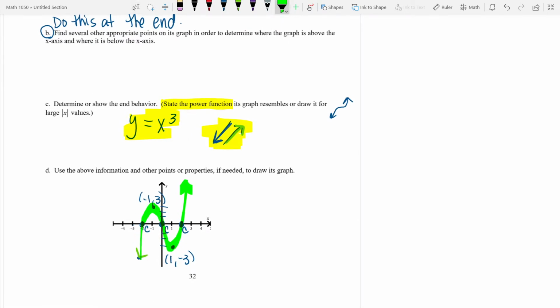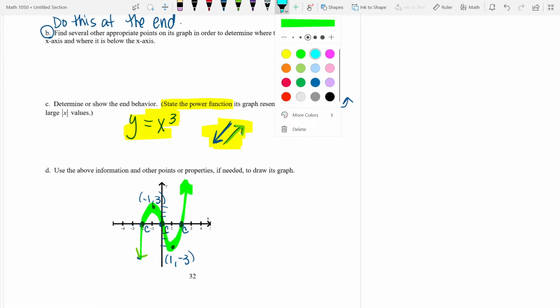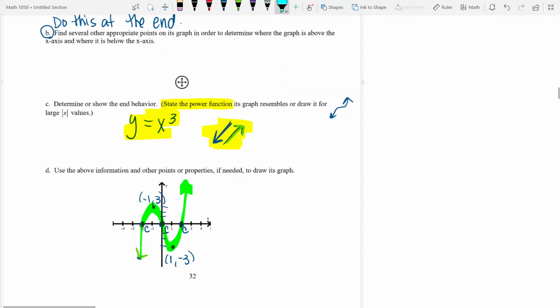But we're really not, because here's what Weber State used to say. Weber State doesn't do the bouncing crossing thing. So they don't know how we know whether it's above and whether it's below. So part B, this is literally how they used to word the problem: find several appropriate points on the graph to determine where the graph is above and where it is below.